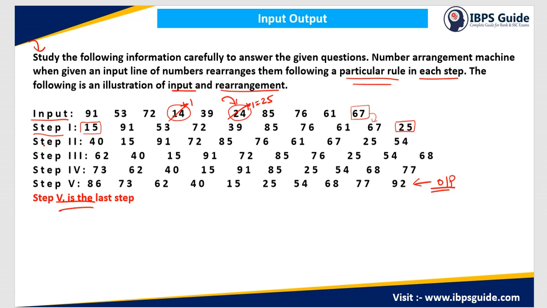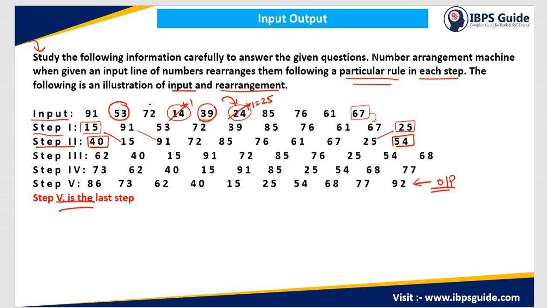Okay, now step 2 mein agar aap dekhoge to here is your 15, here is your 19, here is your 25, this is your new number, that is 54, and here we have got 40. Now among these numbers, that is 91, 53, 72, 39, 85, 76, 61 and 67, the smaller numbers are what, this is 39 and this is 53. These are the two smaller numbers left, because we have already used these two numbers.